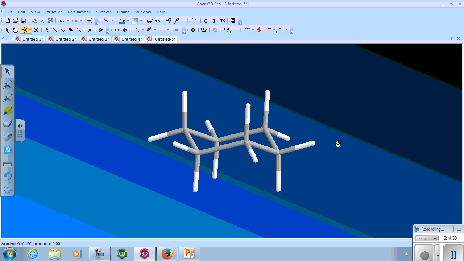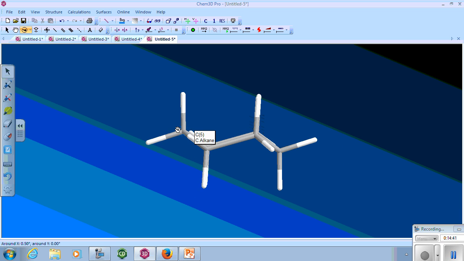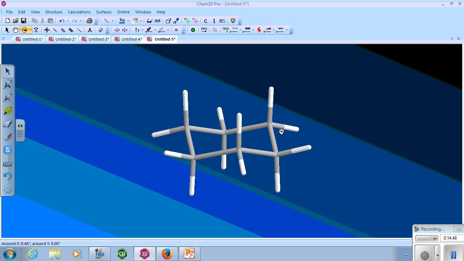That's where the chair comes from. Put it on its side, looks like that. Up at the left, this piece at the bottom is the chair, is the seat, and then down here is where you put your feet. So that is the basic structure of cyclohexane. It adopts the chair form, again, to minimize its energy.